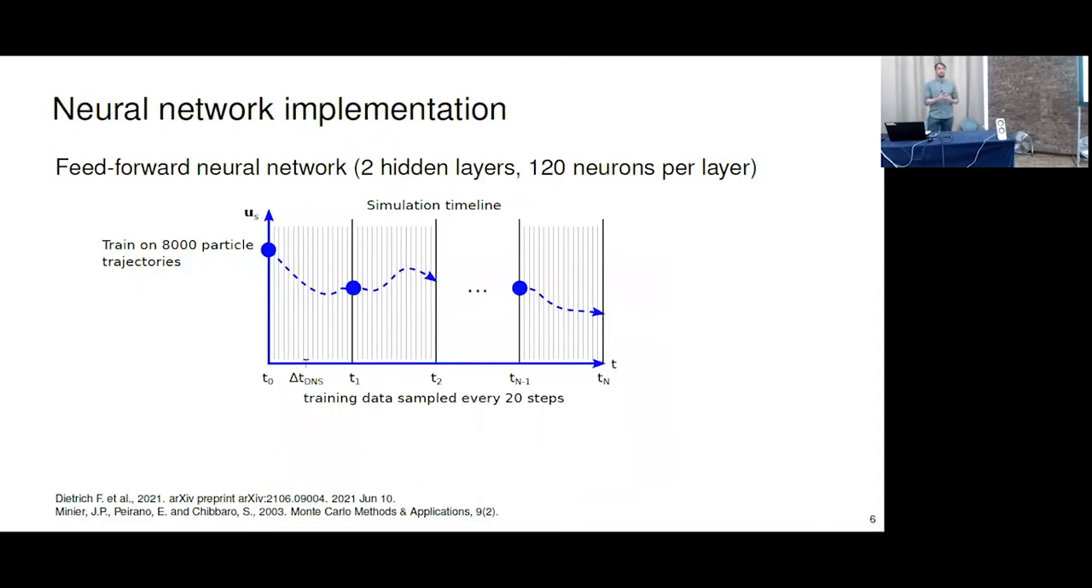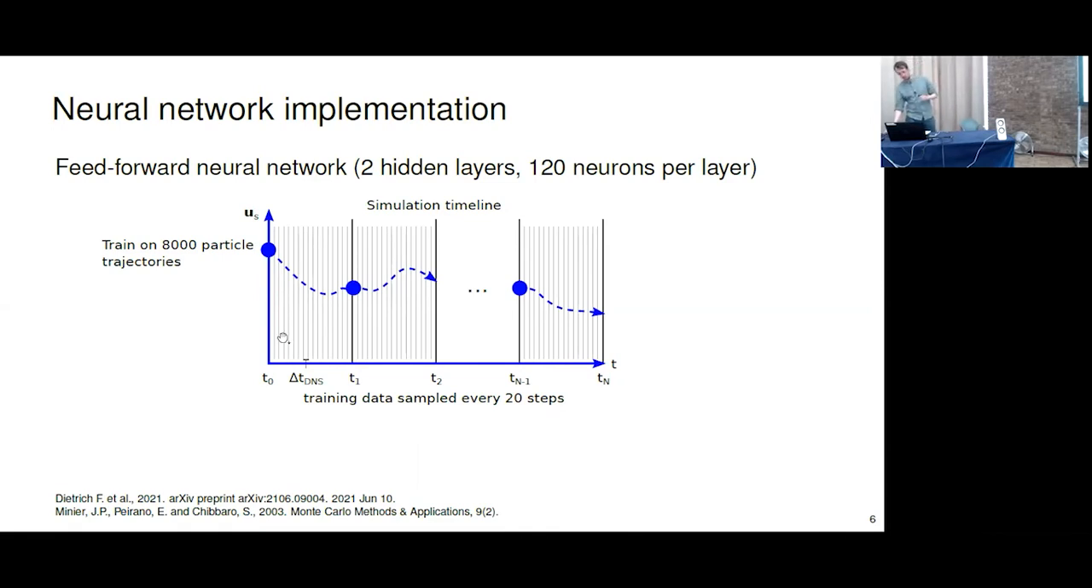Then for the neural network, we have a feed-forward neural network with only 2 hidden layers and 120 neurons per layer. So it doesn't actually take much data or computation to train it. To generate training data, we have the simulation timeline where the simulation starts at T0 and runs all the way up to Tn. We save the DNS training data every 20 time steps because it's a really big mesh and can take a lot of storage. If we have various cases, you can get into the terabytes.